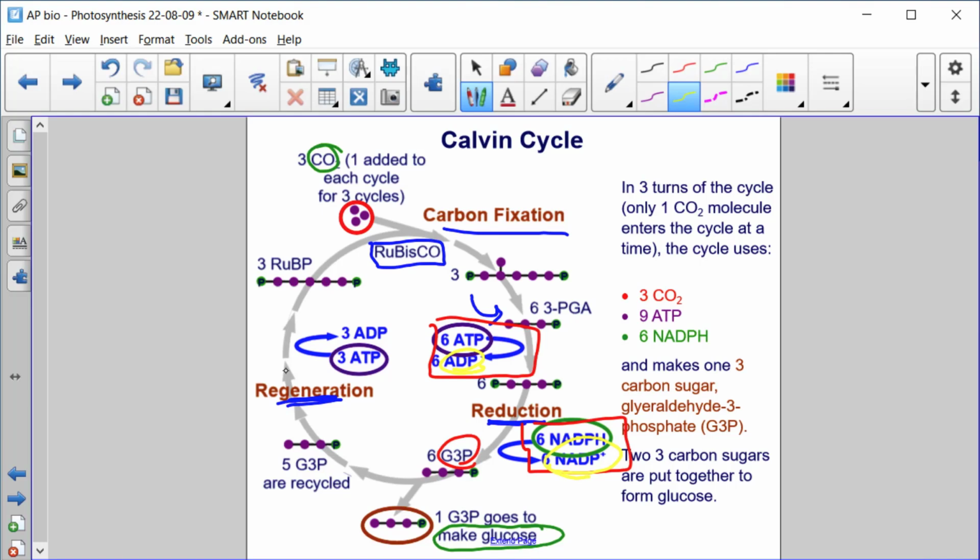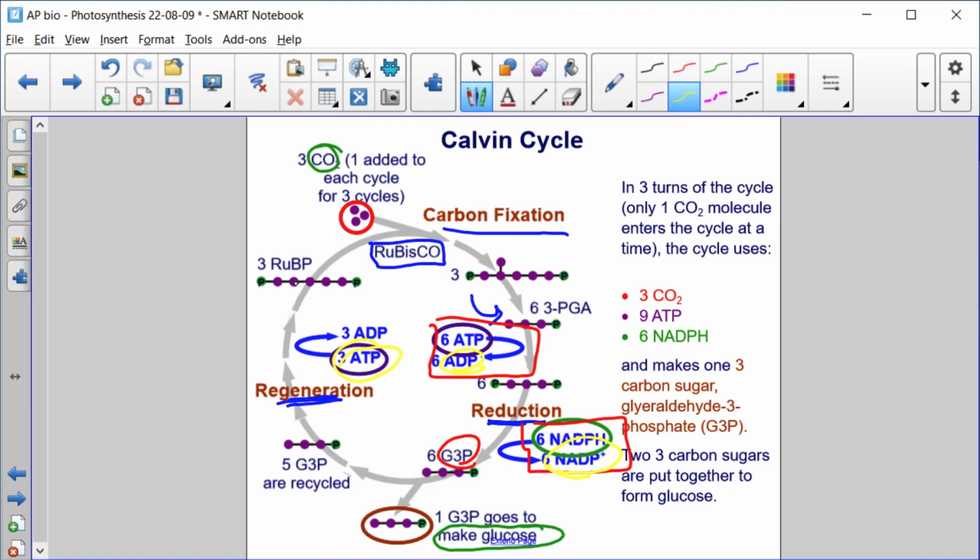In this regeneration phase, ATP is used to combine the rest of the G3P molecules to form a new RuBP molecule. Again, back to that same 5 carbon sugar that we need to be able to capture the carbon dioxide. This RuBP can combine with additional carbon dioxide molecules, continuing the carbon reactions.